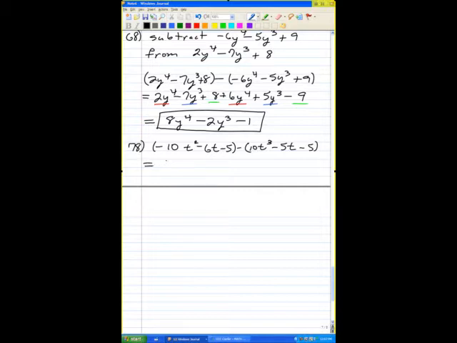Let me get rid of the parentheses first. So I have here a minus 10t squared minus 6t minus 5. Next, I have a minus sign outside the parentheses, so let me change all the signs inside the parentheses. So I have minus 10t cubed. Minus and minus become a plus 5t. Minus and a minus become plus 5. Oh, wait. That was 10t cubed. And so the largest term here is a negative 10t cubed.